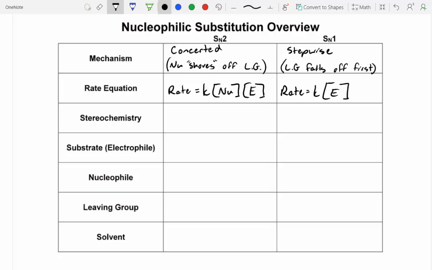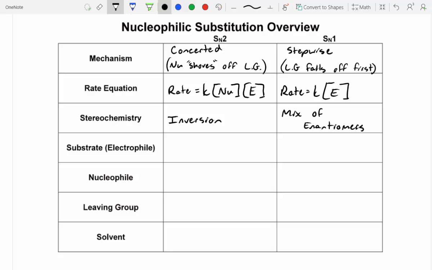Stereochemistry, we said SN2 does what again? Does it form a mixture? Does it invert things? Does it retain stereochemistry? What happens with SN2? Inversion. What about SN1? You get a mixture of enantiomers. Some people will call that a scrambling of stereochemistry. You get a mixture of two different stereoisomers out of it.